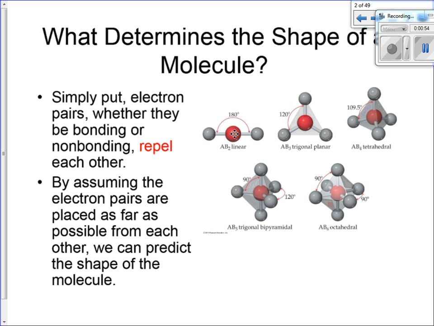Simply put, electron pairs, whether they are bonding or non-bonding, lone pairs being the non-bonding ones, are going to repel each other. So they're going to spread out around the central atom. By assuming the electron pairs are placed as far apart as possible from each other, we can predict the shape of the molecule. Non-bonding are lone pairs. Bonding pairs are when an atom is attached to the central atom. Okay? So keep that in mind there.